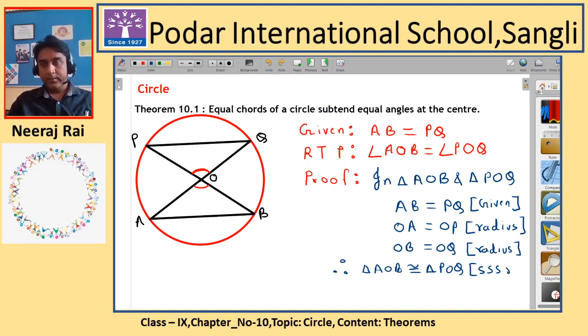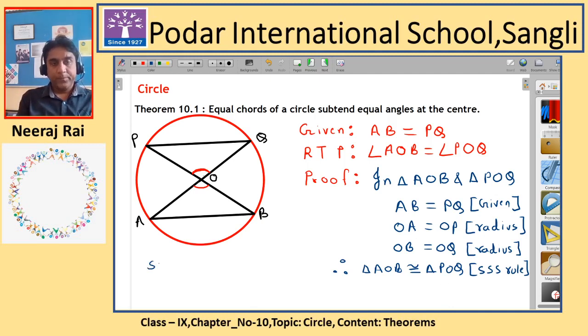Or you can say SSS criteria. So by SSS rule they are equal. So thus we can write, since triangle AOB is congruent to triangle POQ, all the corresponding angles as well as the corresponding sides of both the triangles are equal to each other. So therefore triangle AOB is congruent to POQ.